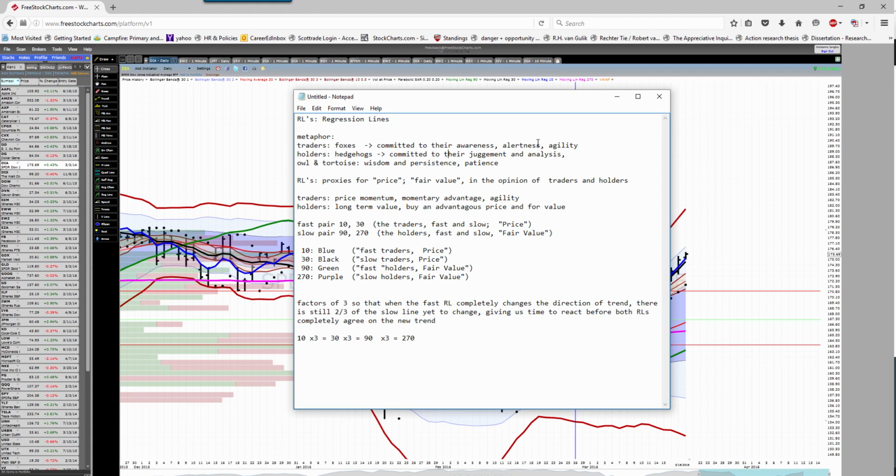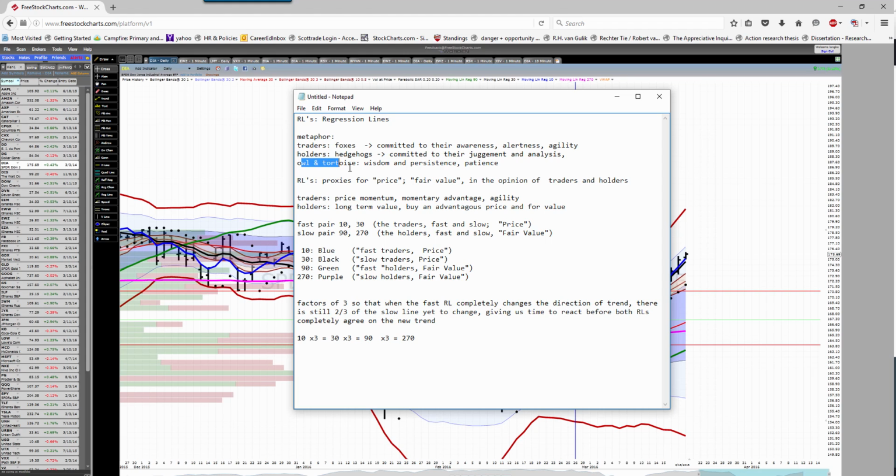Foxes, on the other hand, are quick to react and are looking for price momentum and shifts in the trend. The owl and the tortoise, that's who we are. We're thinking with wisdom. Thanks to the owl and the tortoise, gives us persistence and patience, discipline. I want you to think of regression lines as the proxy for price for the traders, and a proxy for fair value for the holders.